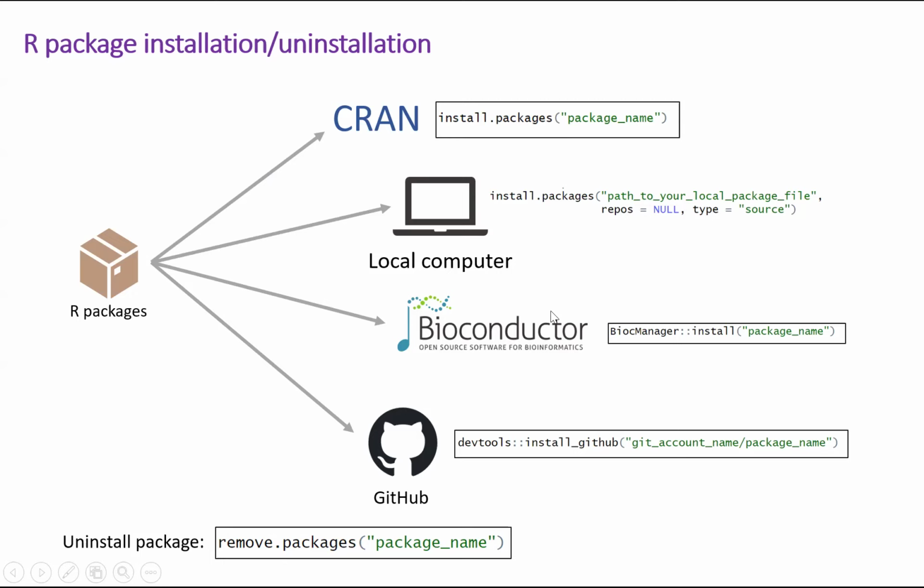And if your package is hosted on Bioconductor or GitHub, first you need to install another package. For example, if your package is hosted in Bioconductor, you need to install the BiocManager package, and then you can use the function install from the BiocManager package to install the package in Bioconductor. And similar for GitHub, we need a function install_github in the devtools package.